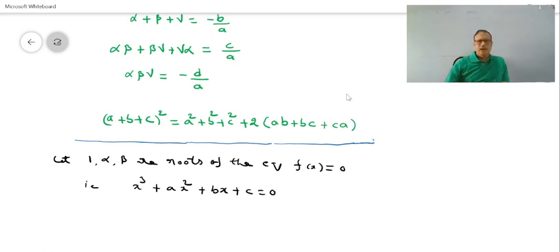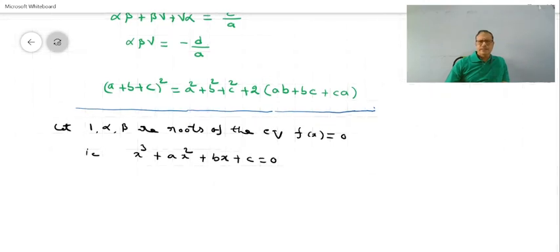Now, by this formula, alpha plus beta plus gamma is minus b by a. Alpha beta plus beta gamma plus gamma alpha is c by a. Alpha beta gamma is equal to minus d by a. So, the sum of the roots is equal to 1 plus alpha plus beta is equal to minus a by 1. Minus a by 1 means minus a.